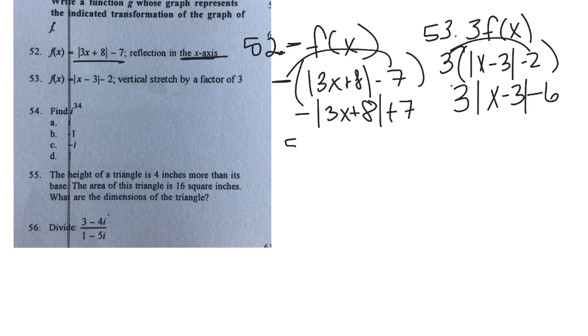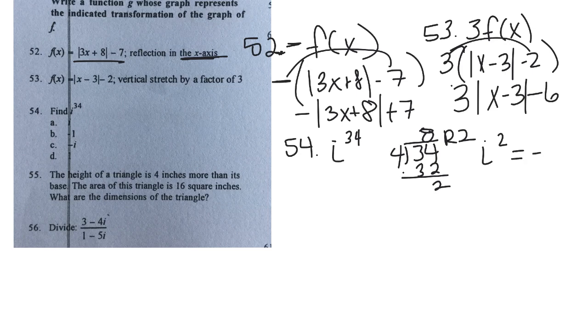Number 54 is asking us to find i to the 34th power. We take 34 and we divide it by 4. 4 goes into 34 8 times. 8 times 4 is 32, remainder 2. So remainder 2 means it's equivalent to i squared, which equals negative 1, which is B.